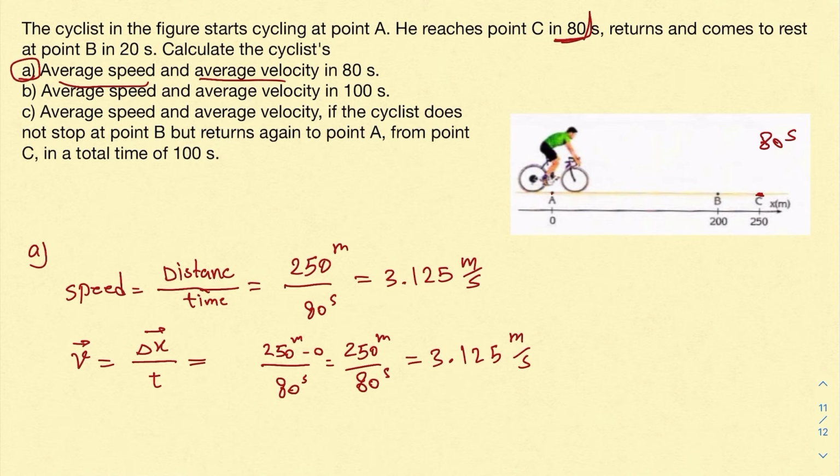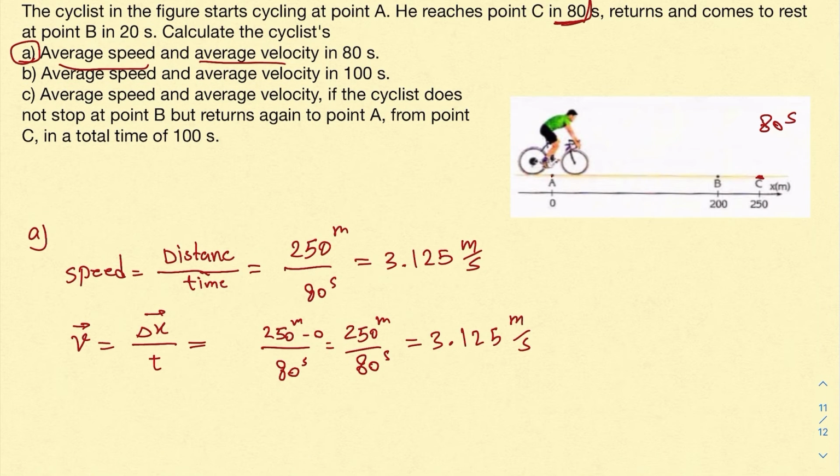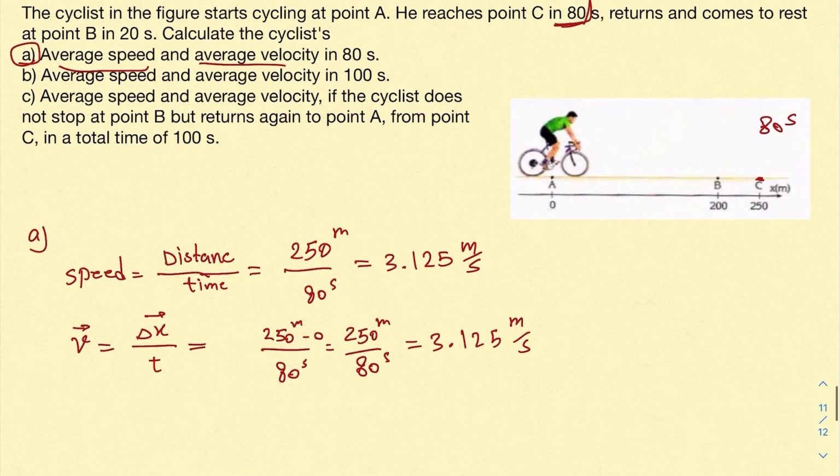And why did the velocity and speed both give us the same answer? First of all, the direction is towards the right, so both must be positive. I mean, velocity must be positive, and speed is always positive. Another reason is that in letter A, the displacement and distance are the same.